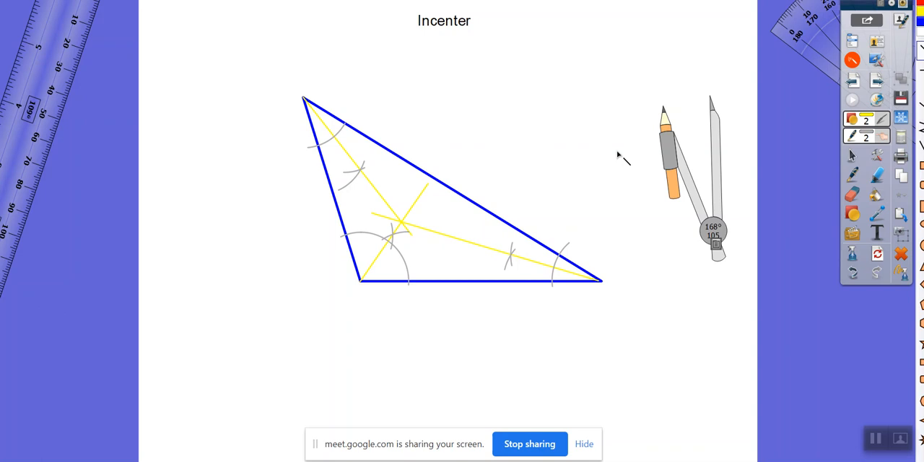No compass. Incenter is not one of the definition PDs. Is it supposed to be? Yeah, we're definitely talking incenter today. There's inscribed.